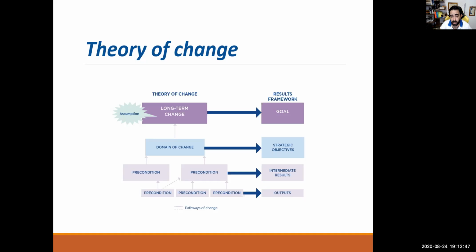Under the umbrella of that, let's call it the parent, and under it, the child. So the child is the strategic objective, the intermediate result, and the output. Here there is a little change, but without these preconditions, the domain of change will not happen. Remember that. Okay, so you cannot reach your goal, your assumption, the long-term change, without the activity, without your input, without how many people got this benefit and their intermediate result. And after that, we have the domain of change.